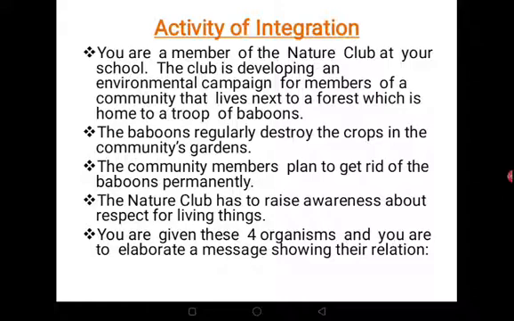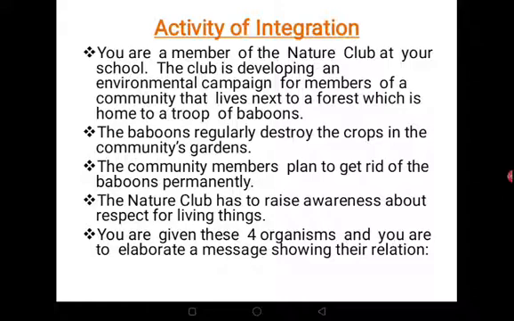So in this activity of integration, we are assuming that you have now learned something, and that you are a member of a nature club or an environmental club in your school. The club is developing an environmental campaign for members of the community that lives near a forest, which is home to a troop of baboons. So there is a community living near a forest, and that forest has very many baboons. And as a member of the nature club, you are supposed to help them.